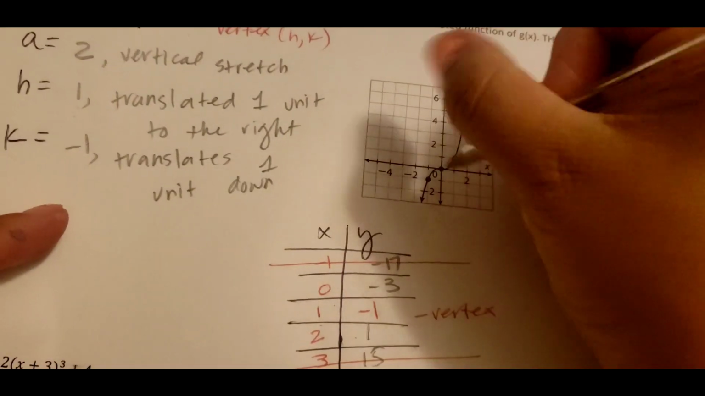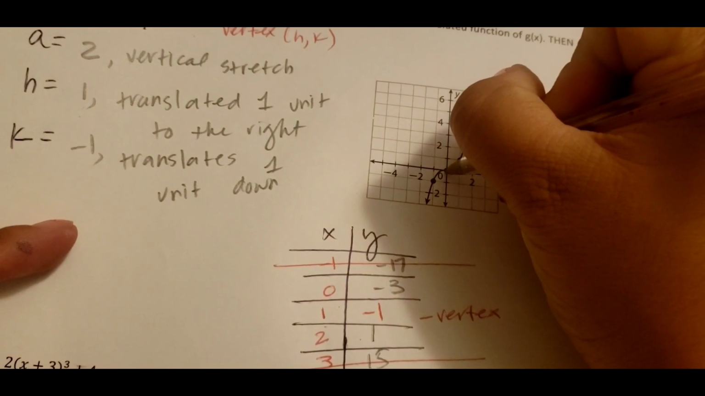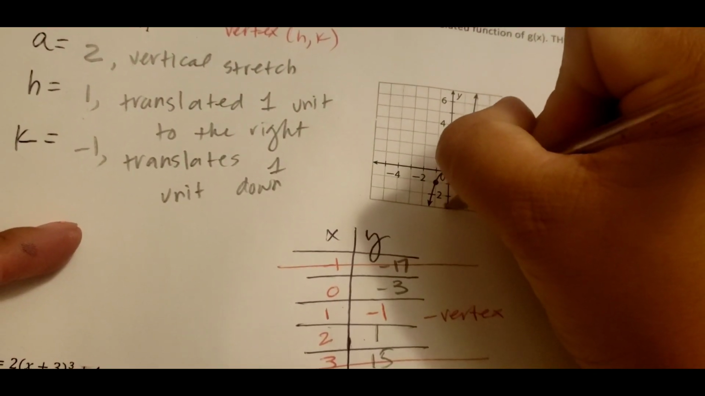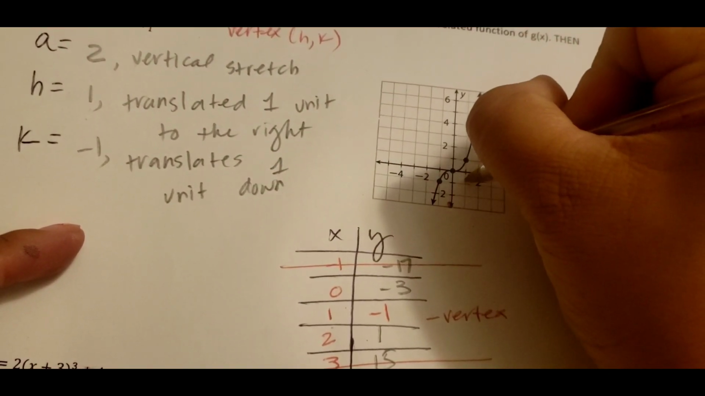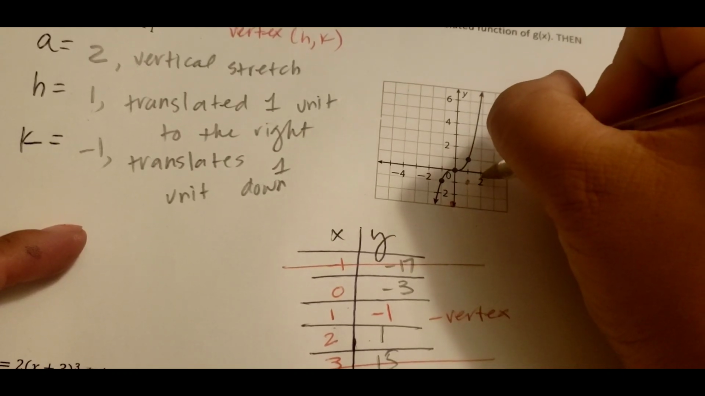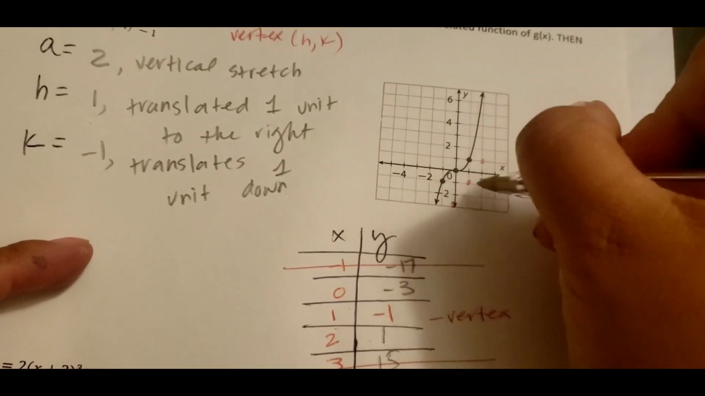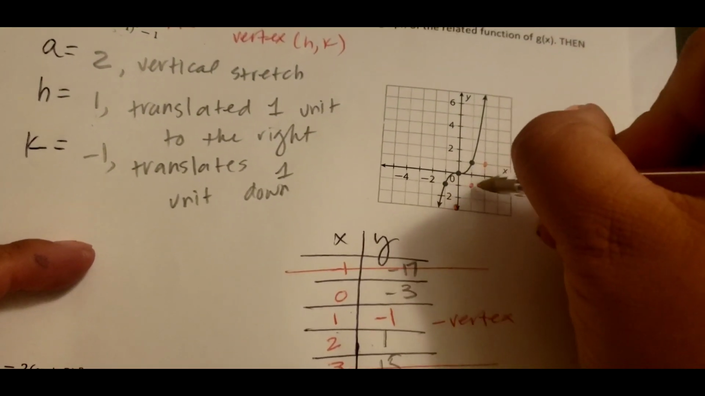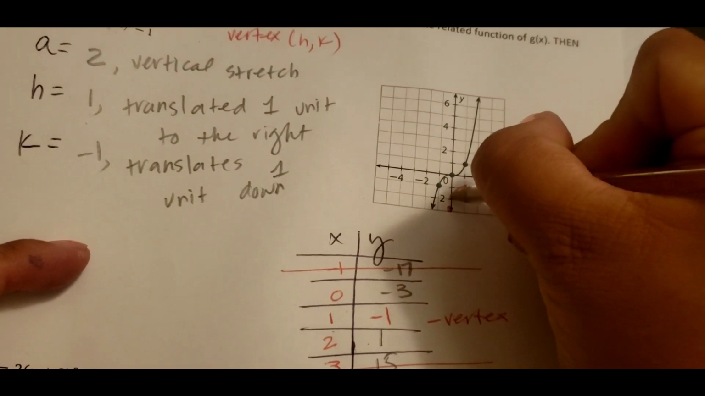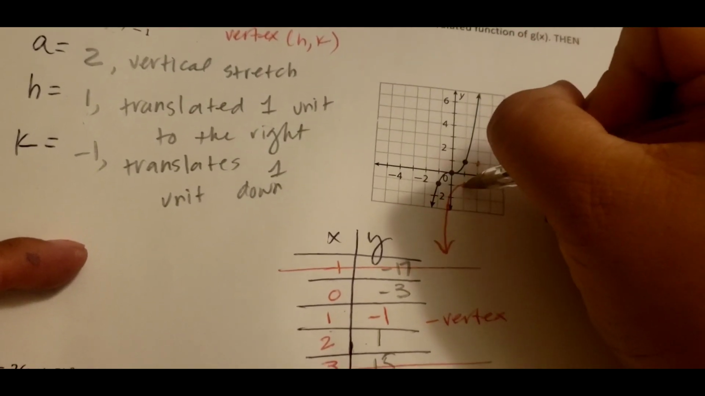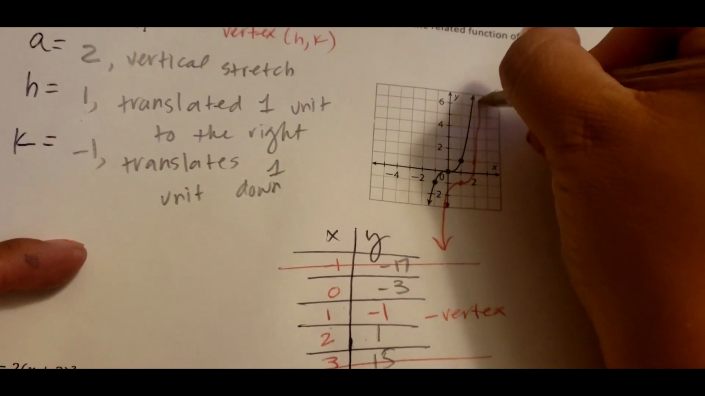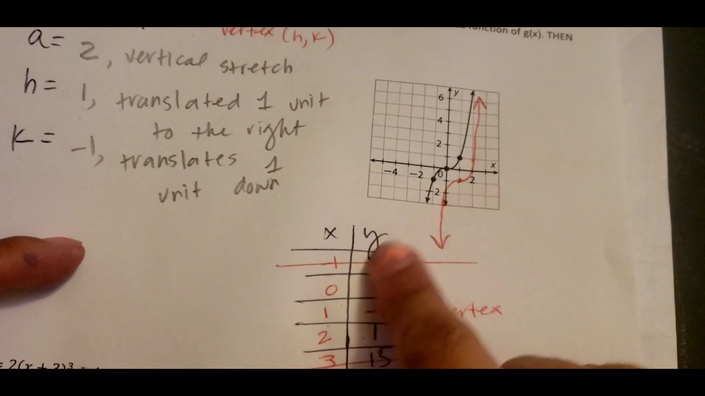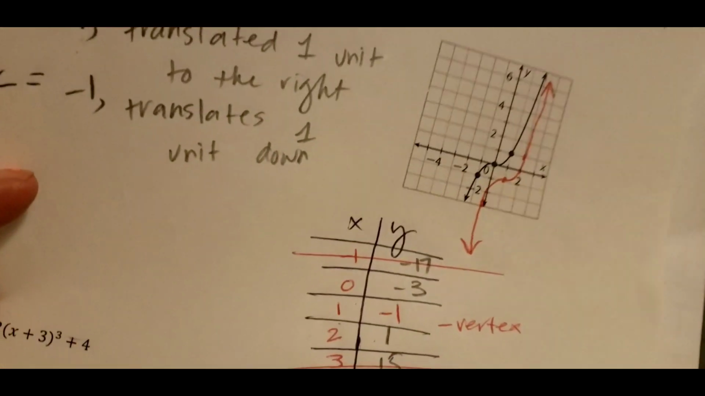So here we go. 0, -3. So it's going to be here. 1, -1. And 2, 1. Okay? And then again, some people think, oh my gosh, I'm going to draw a line. No, be careful. Go to your vertex and then just draw half a parabola going down and then draw half a parabola going up, okay? And make sure you curve it, okay? This is what it looks like.